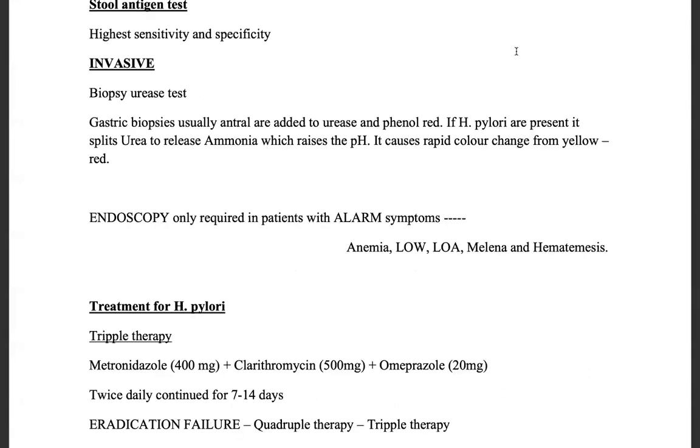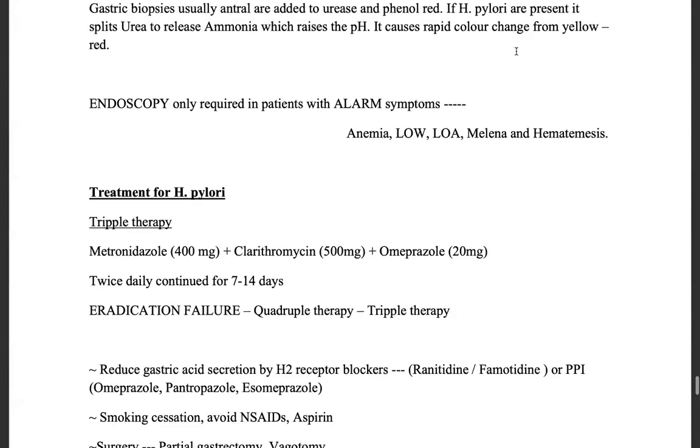So endoscopy we are going to use only in patients with alarm symptoms. What are the alarm symptoms? Anemia, loss of weight, loss of appetite, melena, and hematemesis.